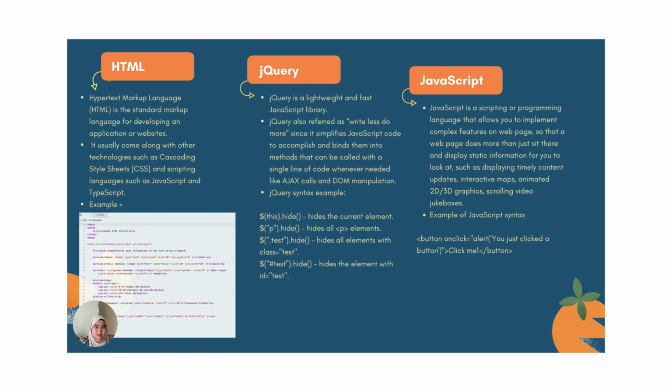We proceed to JavaScript. JavaScript is a scripting or programming language that allows you to implement complex features on a web page, so that a web page does more than just sit there and display static information for you to look at, such as displaying timely content updates, interactive maps, animated 2D or 3D graphics, and scrolling video jukeboxes. An example of JavaScript syntax is for a button. We can label the button as "click me" instead of "press me" or whatever; we can rename the label. If we click on the button, it will do some action. For example, when you click the button, it will take you to the next page.